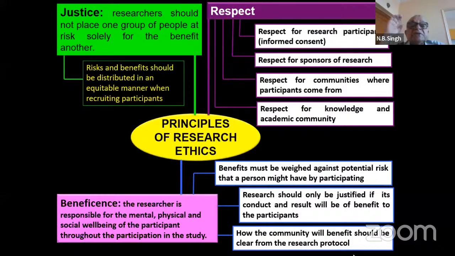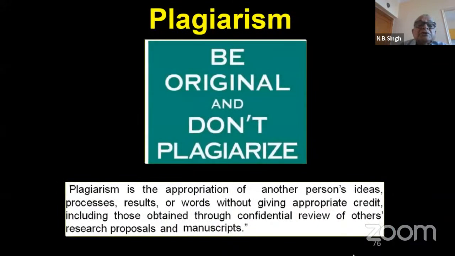Principles of research ethics, as I said, you should be honest in every respect when you publish your research paper. Justice: researchers should not place one group of people at risk solely for the benefit of others. Respect for research participants, respect for sponsors of research, respect for communities where participants come from. So all are related to your honesty.